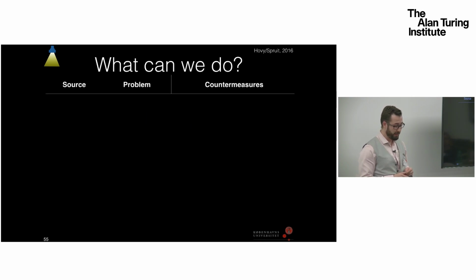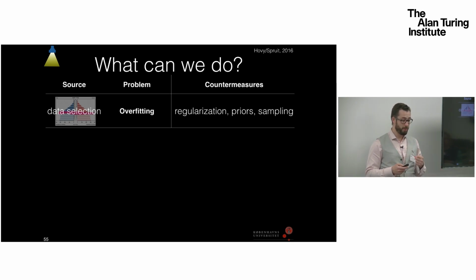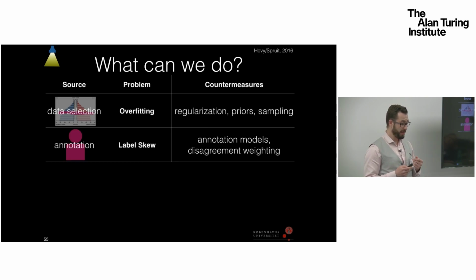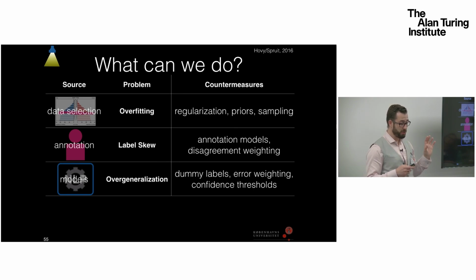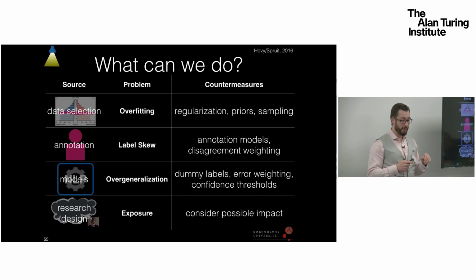So let me end with what we can do about the different biases. If we have problems with selection bias and overfitting, we can regularize, we can use priors, we can sample our data up and down. With annotation, where we have skewed labels, we can use annotation models and disagreement weighting. If we have model bias, we can use dummy labels, we can weight the errors differently, we can have confidence thresholds, or we can include information as a component into the model. And the problems with the research design that I've talked about can only be solved by, well, talking about it.